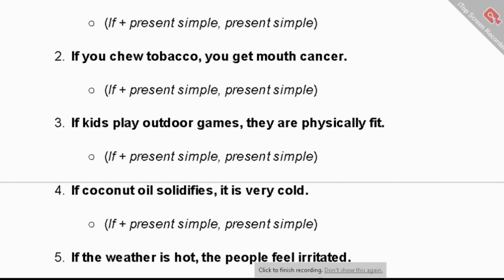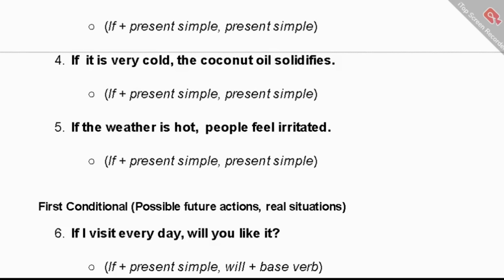Now the fourth one is: if it is very cold, the coconut oil solidifies. So the structure here is if plus present simple plus present simple, again it's a zero conditional because we have two present simples in this. The next one, again zero conditional. If the weather is hot, people feel irritated. Here again we have simple present, and feel is again simple present. So it's a zero conditional.